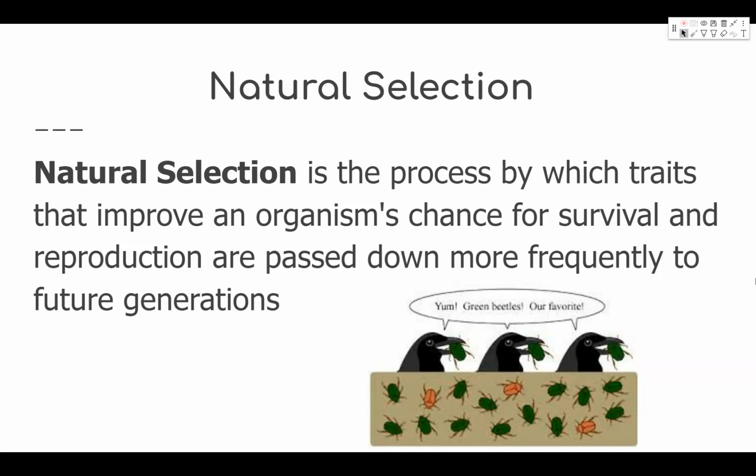If you were a bug in this population, what type of bug would you want to be? Probably a brown bug, right? If you didn't want to get eaten up by a bird. If these birds come in and eat all these green bugs, that's going to mean that the next generation of bugs is going to be more brown, right? This is the process of natural selection. Having a certain characteristic makes it better or easier for an organism to survive and to reproduce.